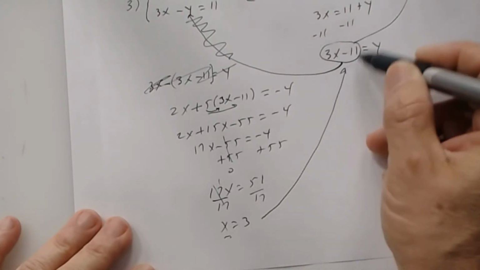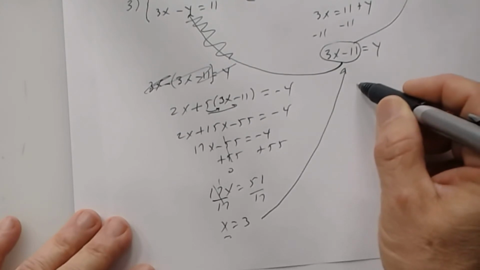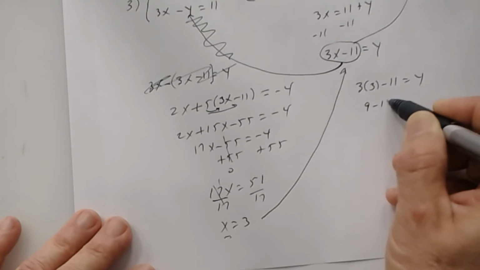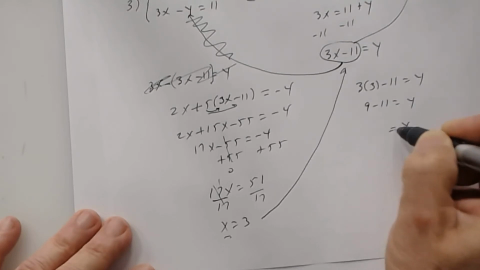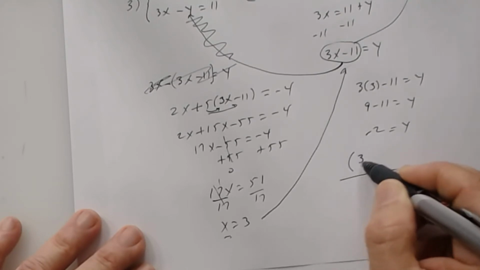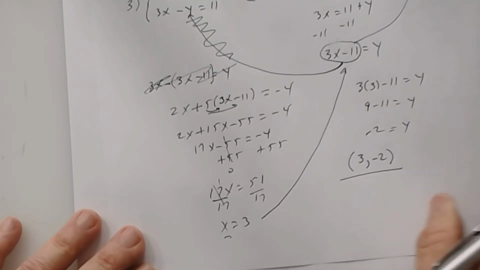Go back to that circle part. Yeah, so I get 3 times 3 minus 11 equals y. 9 minus 11 equals y, so what's y? Negative 2. So what's my solution? 3, negative 2.